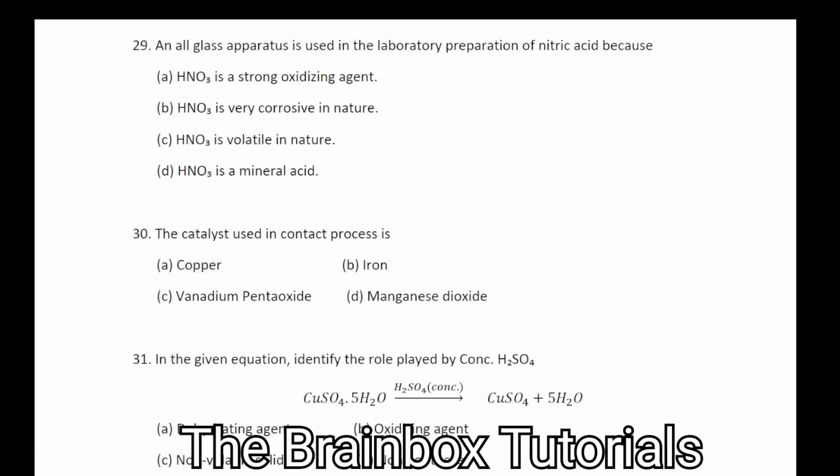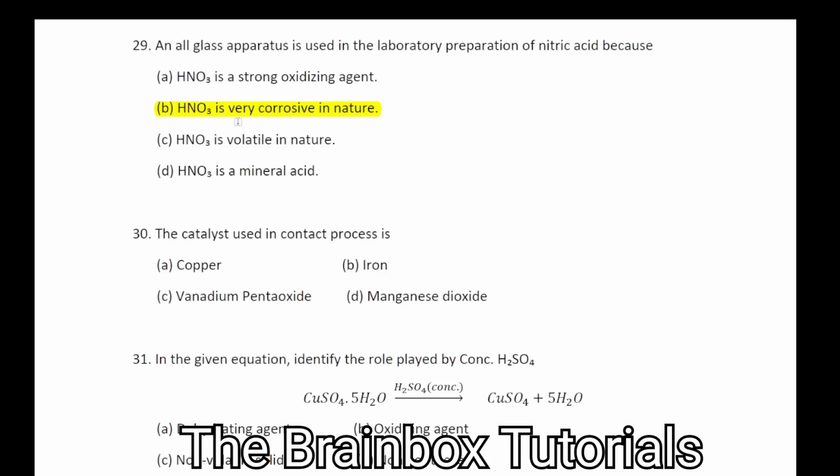Now moving on to number 29. An all glass apparatus is used in the laboratory preparation of nitric acid because option A HNO3, that is nitric acid, is a strong oxidizing agent. Option B HNO3 is very corrosive in nature. Option C HNO3 is volatile in nature. Option D HNO3 is a mineral acid. And the correct option here is B, HNO3 is very corrosive in nature.